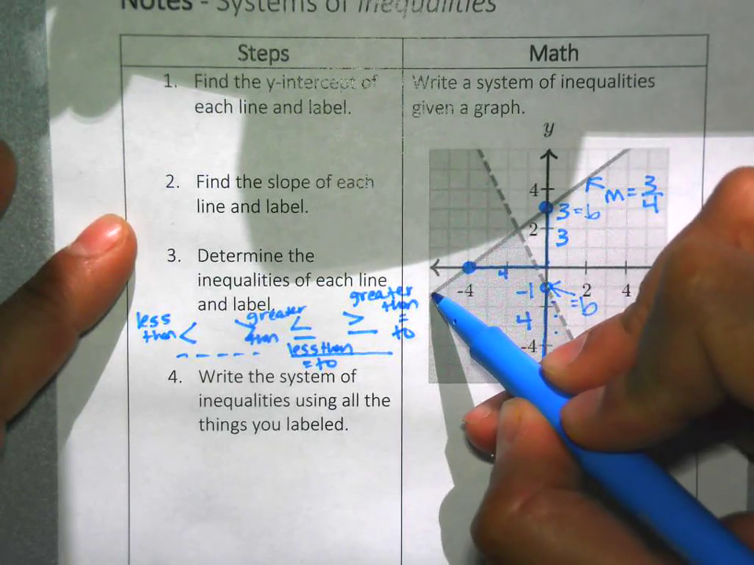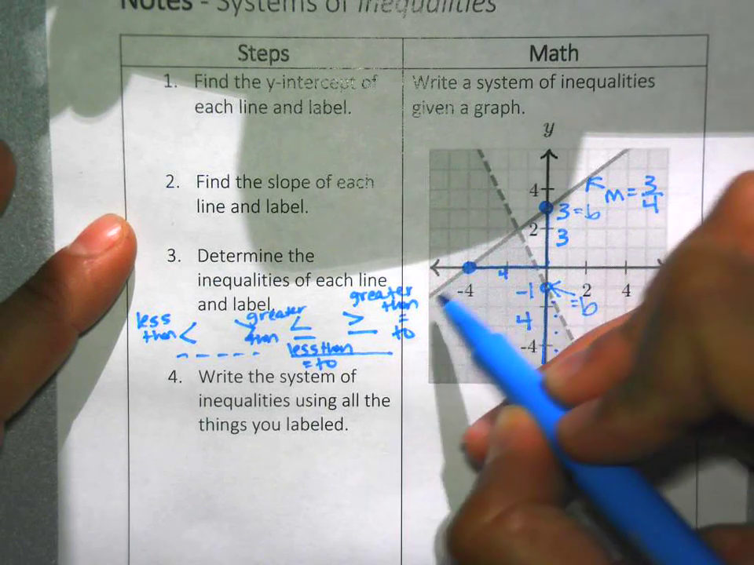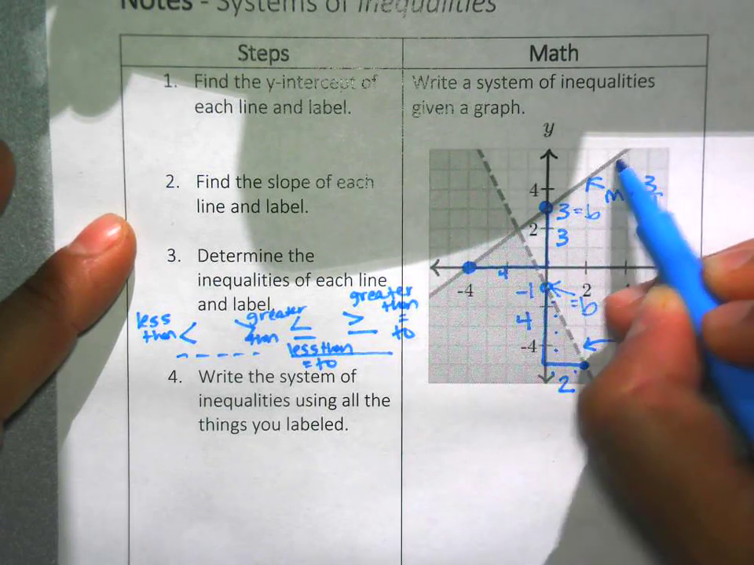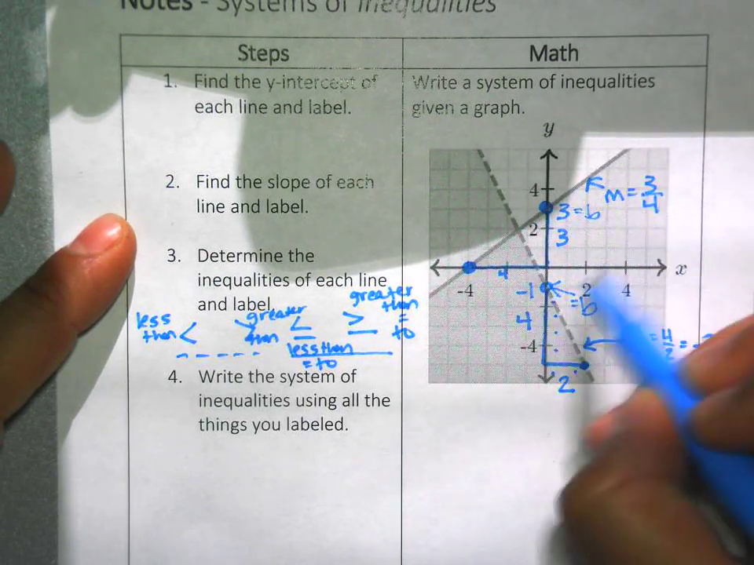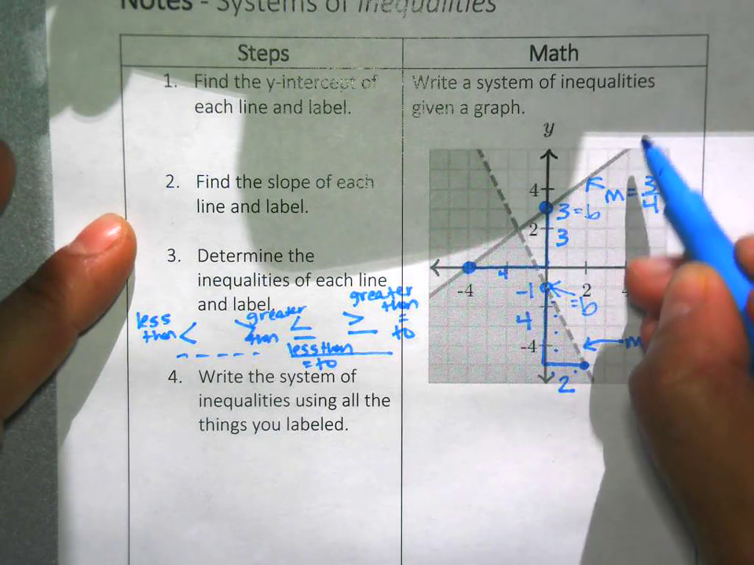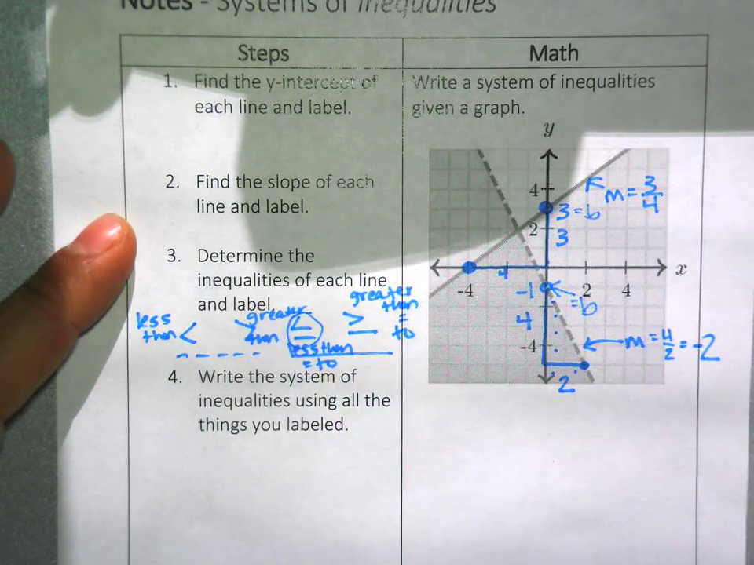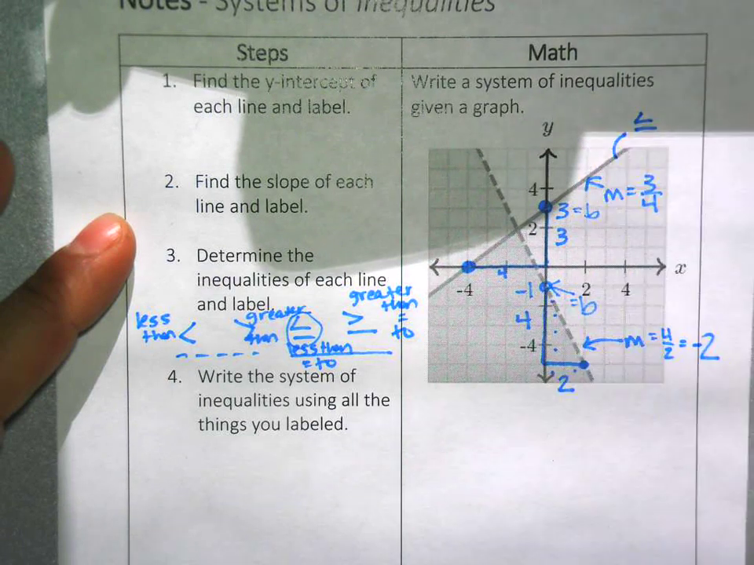So I know that this solid line will be one of these guys. The solid line shades downwards, and I see that because this is an empty space up here, so I know this line shades downwards. Downwards to me is a less than or equal to inequality. So for this line, it'll be a less than or equal to inequality.